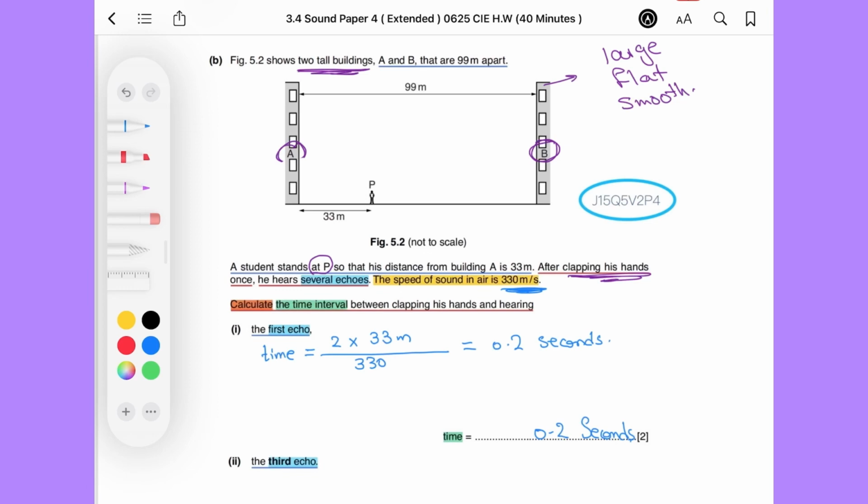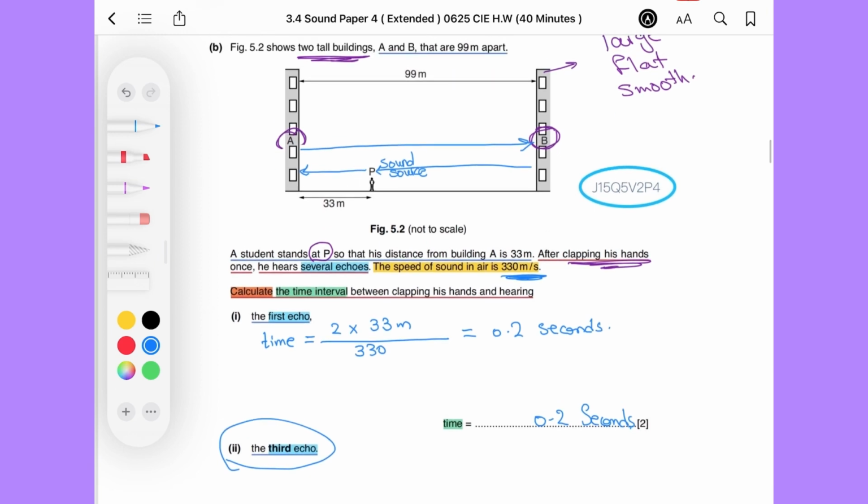The second part: calculate the time interval between clapping his hands and hearing the third echo. Okay, for the third echo, here we have the sound source, but it will be reflected twice. The sound will travel in this direction and be reflected back to the second building and back to the person. So reflection takes place here 2 times. If you calculate the total distance traveled, you have here 33 meters, you have here 99 meters, you have here 66 meters, because this dimension is 99 minus 33, which is 66 meters.